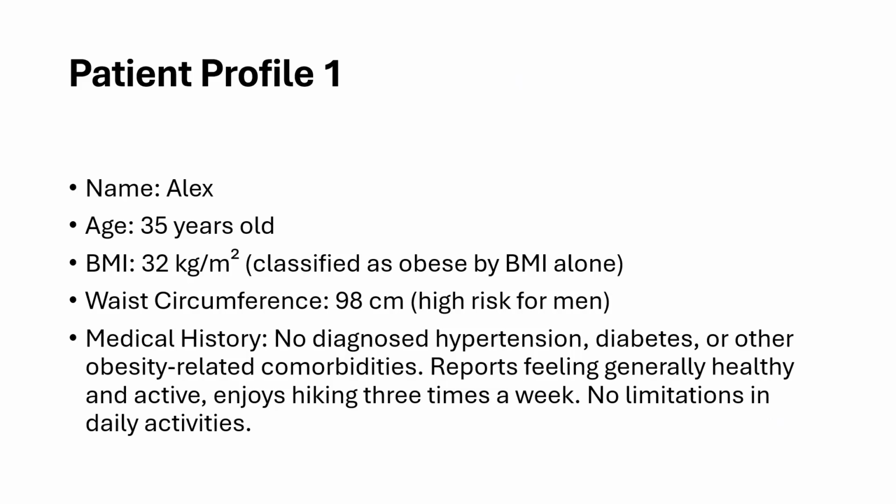We'll be looking at all this in terms of how to grade the risk for the waist circumference in the subsequent slides. In terms of the medical history, the patient has no diagnosis of hypertension, diabetes, or other obesity-related comorbidities, reports feeling generally healthy and active, enjoys hiking 3 times a week, no limitation in daily activities. So here we have a 35-year-old man who has a high BMI of 32, which is obesity grade 1. He has a high waist circumference and he has no significant comorbidities from the obesity or other chronic conditions.